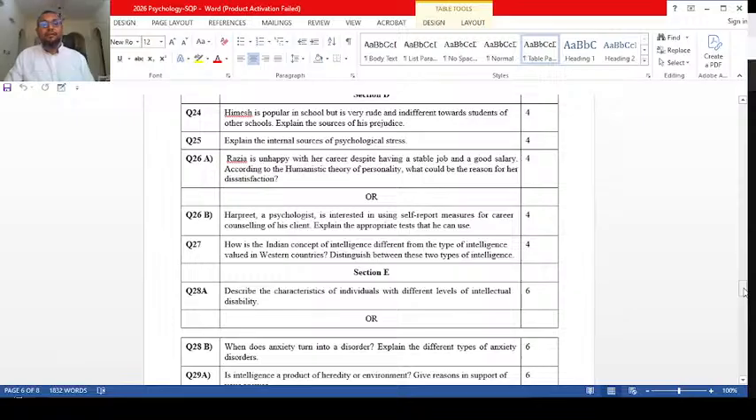Now 27. How is the Indian concept of intelligence different from the Western type of intelligence? Generally speaking, the Indian concept of intelligence is known as integral intelligence, where we have given equal importance to cognitive as well as the non-cognitive aspects of intelligence. We have given equal importance to both. Whereas the Western concept of intelligence is purely cognitive, technological intelligence.